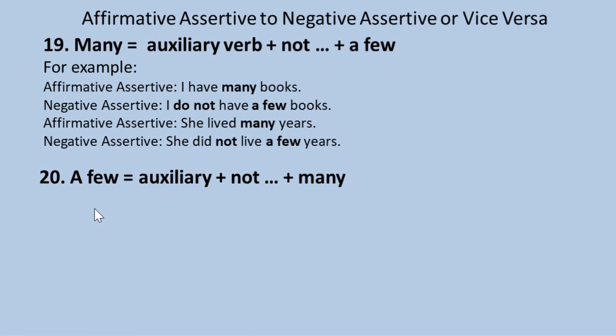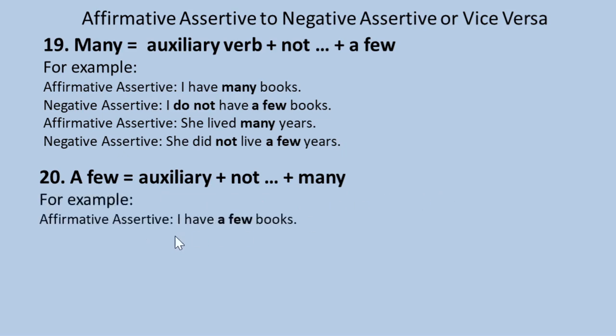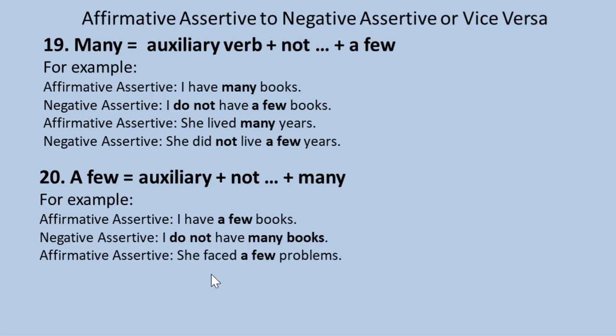Rule number 20, a few equals not many, or auxiliary not many. For example, affirmative assertive, I have a few books. Negative assertive, I do not have many books. Affirmative assertive, she faced a few problems. Negative assertive, she did not face many problems. So look, the negative form of have is do not have, and instead of a few we use here many. So a few equals not many.